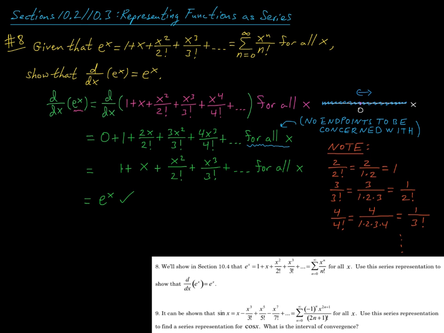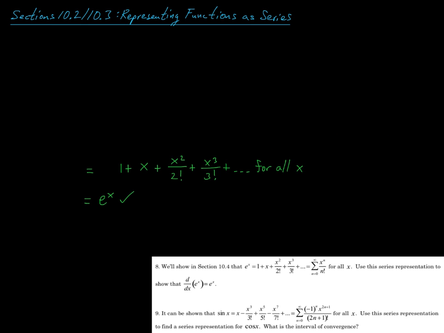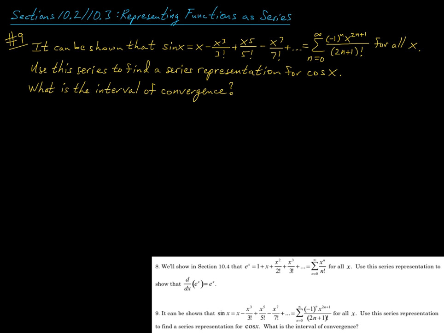then is equal to 1 plus, this is 1x, so just x, plus 3 over 3 factorial, that's 1 over 2 factorial, so this is x squared over 2 factorial, then we get x cubed over 3 factorial, and so on. And we recognize that this is simply the series for e to the x, and so we are done. The derivative of e to the x is equal to e to the x itself. All right, cool.